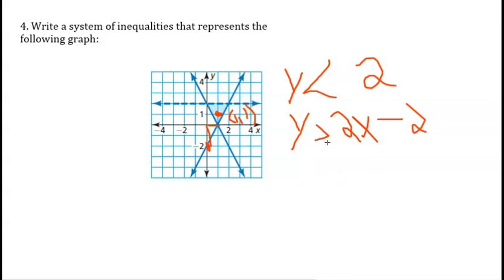So we'll put y is greater than 2x minus 2. That would be our second inequality. It's a solid line, so we'll have a line under it.